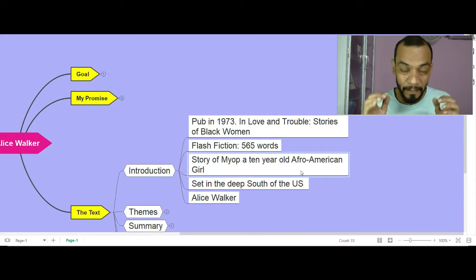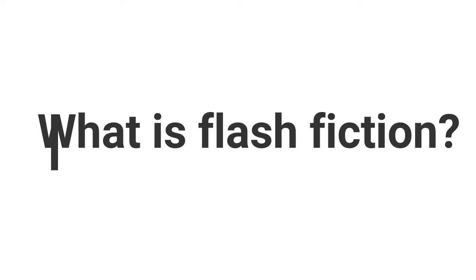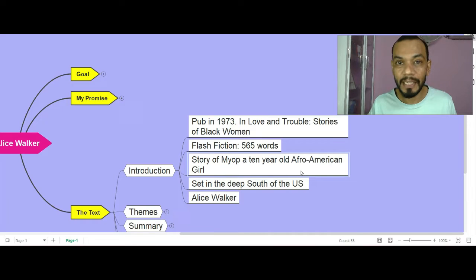And this particular short story comes under the category of flash fiction. Sometimes they may ask you, what is flash fiction? Flash fiction is a short story which has a word limit from 500 to 1000. This short story has exactly 565 words. It is so short, and it's something new. If they ask you, you have to write the meaning of flash fiction and the number of words used in this short story.